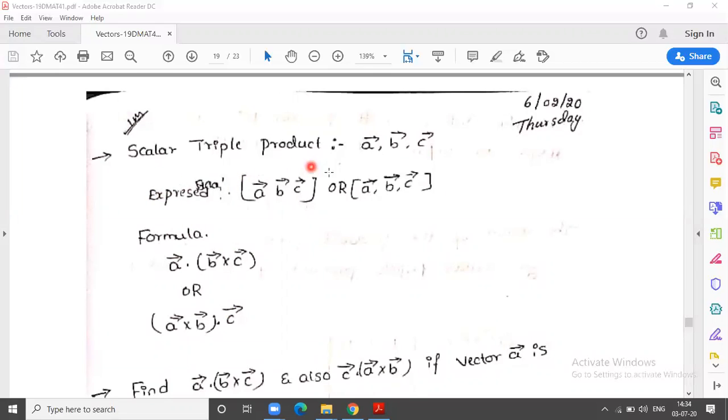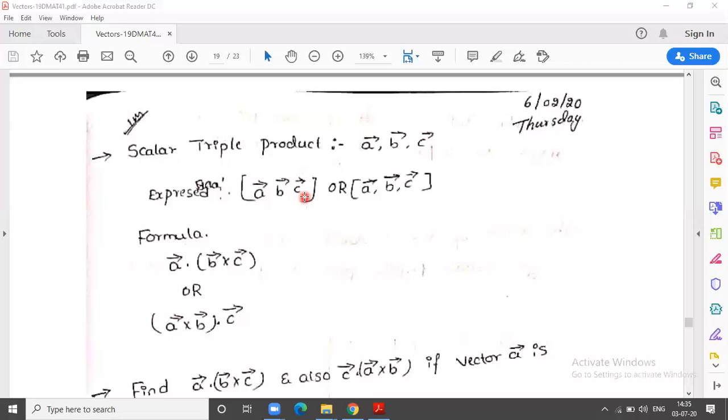If the scalar triple product of any three vectors is zero, we can say that those three vectors are coplanar. Coplanar means they lie in the same plane. And the volume of the parallelepiped is also given by vector A dot of vector B cross vector C, so the scalar triple product of three vectors also indicates the volume of the parallelepiped.